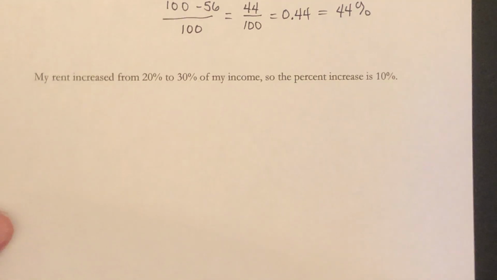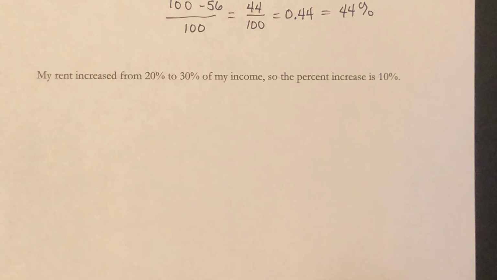Okay. Here's another one that's pretty similar in a lot of ways. My rent increased from 20% to 30% of my income. So the percent increase is 10%. And they got that by simply subtracting the percentages. This is not correct either.